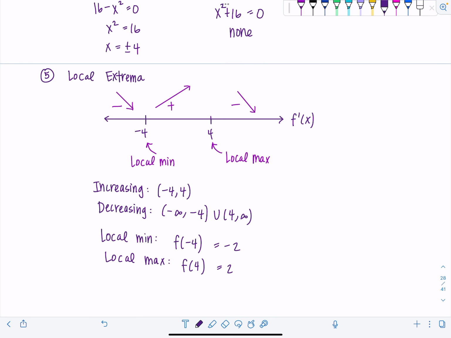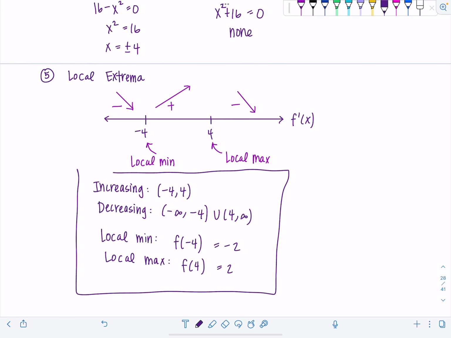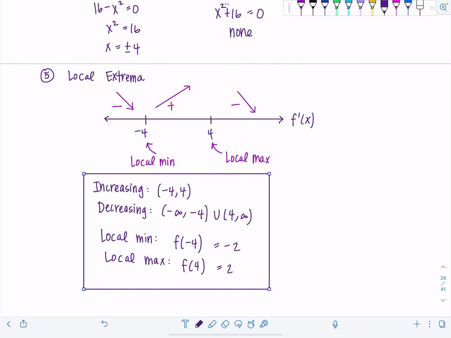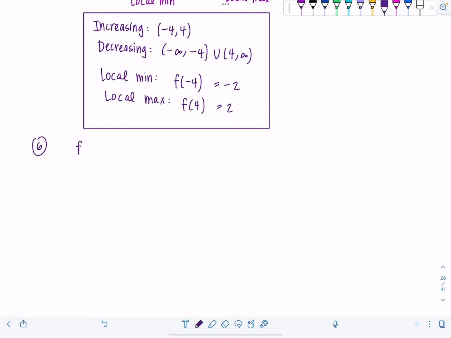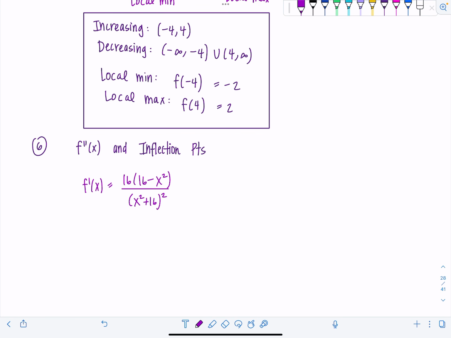Okay. Good. Now guess what it's time for? The second derivative and inflection points. Oh yes. So we need f double prime of x and inflection points. So to get the second derivative, we need to remember what the first derivative was. It was 16 times (16 minus x squared) over (x squared plus 16) squared. So we are going to have to use the quotient rule again.